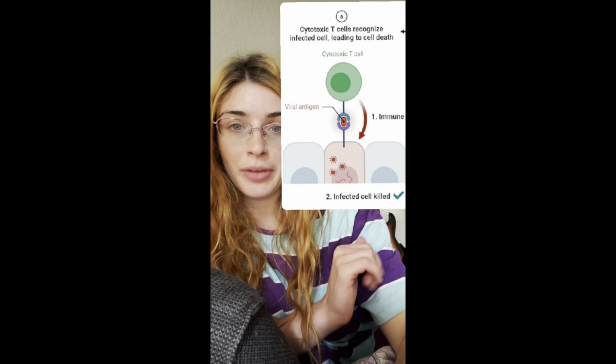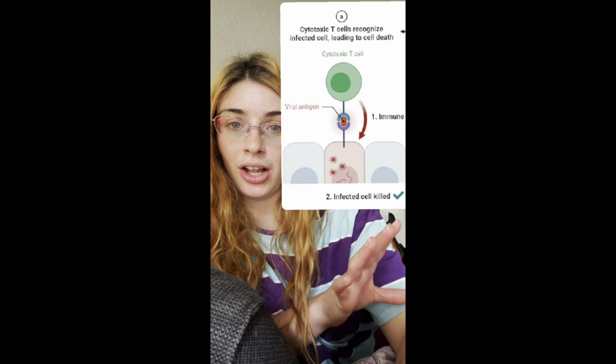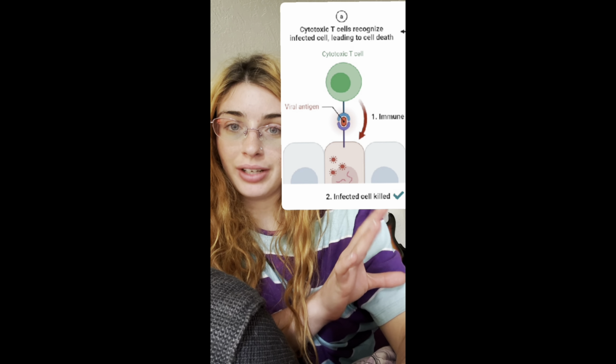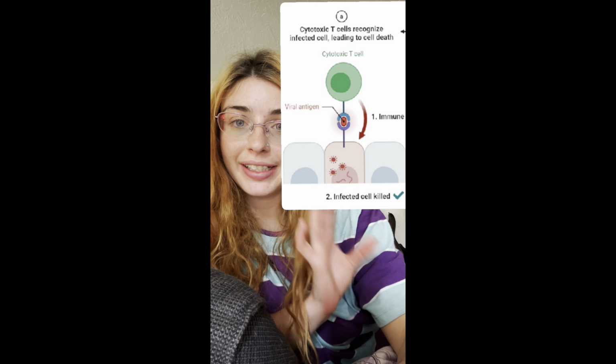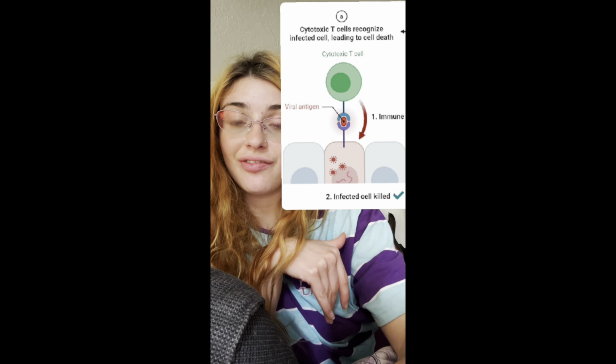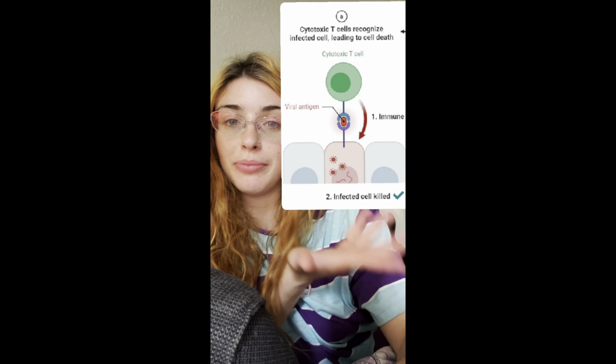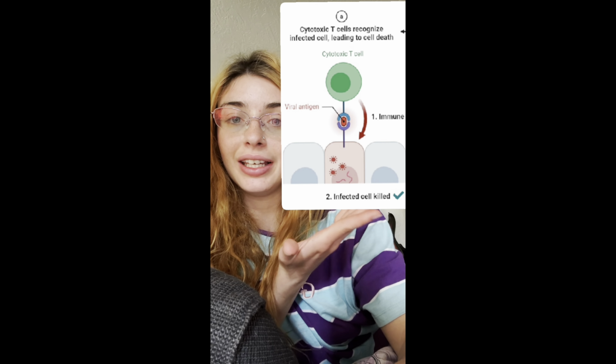In this diagram, we have an infected cell with a viral antigen. The cytotoxic T cell recognizes the infection, which leads to the immune attack. The infected cell is killed. Cellular immunity is like a SWAT team, targeting and eliminating infected cells to stop the invasion.